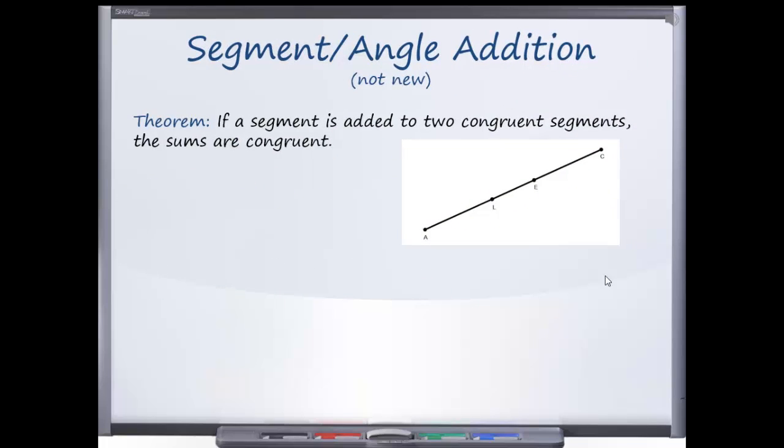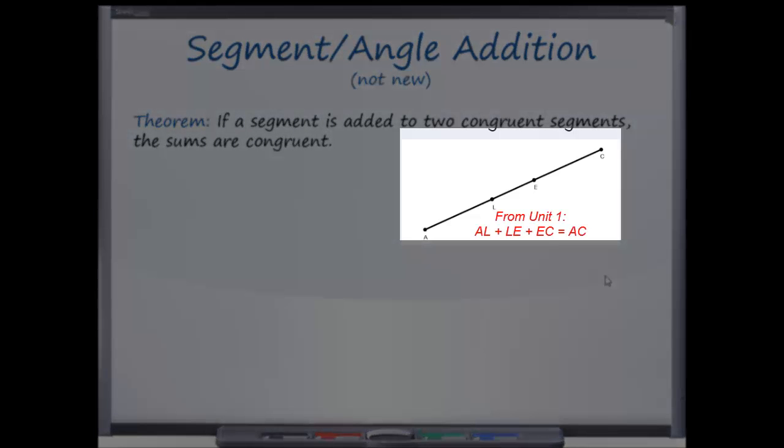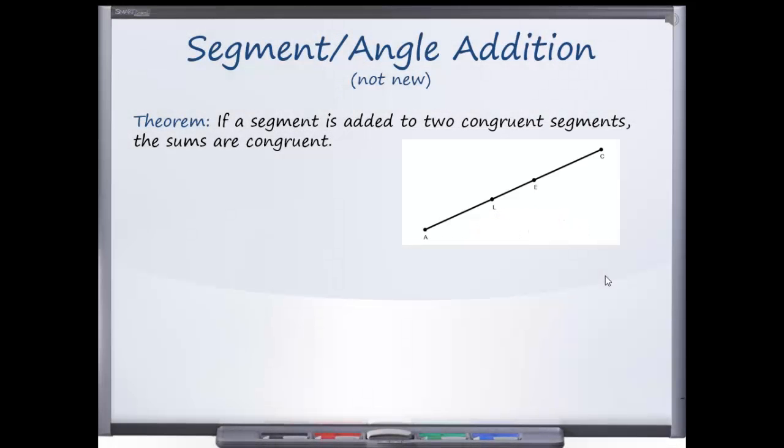First theorem we're going to look at involves segment or angle addition. This is not new. If you recall, when we did Unit 1, we used segment and angle addition. We used them in more like algebra-based problems. But here we're going to present a more formal theorem that allows us for use in geometric proofs. So if a segment is added to two congruent segments, then the sums are congruent.